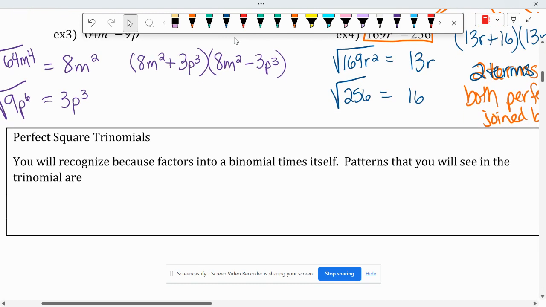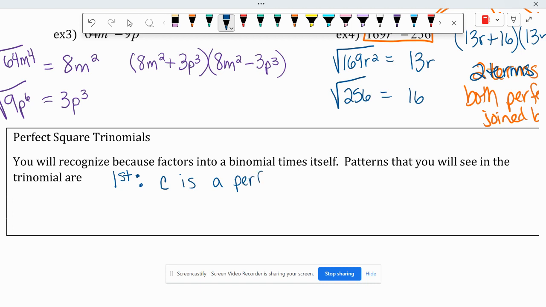Perfect square trinomials, you recognize this because it factors into a binomial times itself. So patterns that you see are, well, the first thing that you notice is that C is a perfect square. That's the first thing that you notice, but I'm going to put over here A is also. But really, you hopefully notice that C is a perfect square. So it's written in standard form, ax squared plus bx plus c.